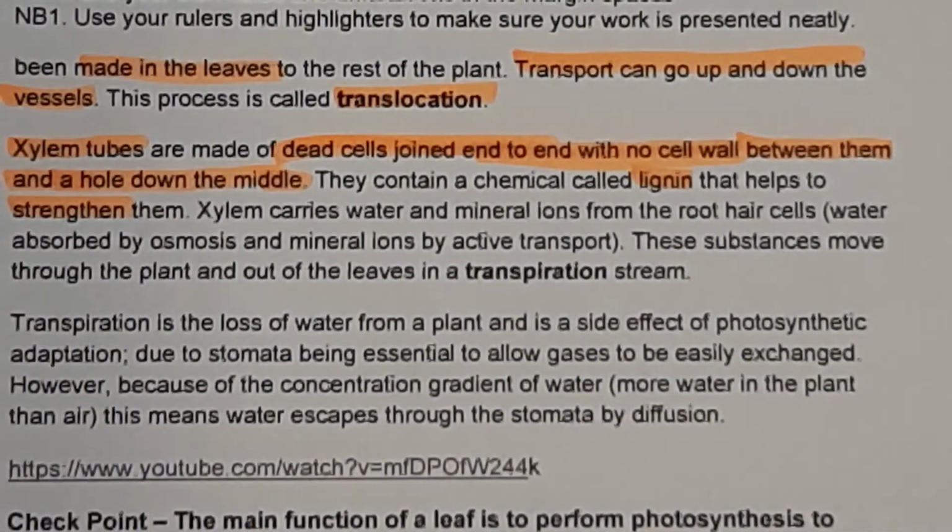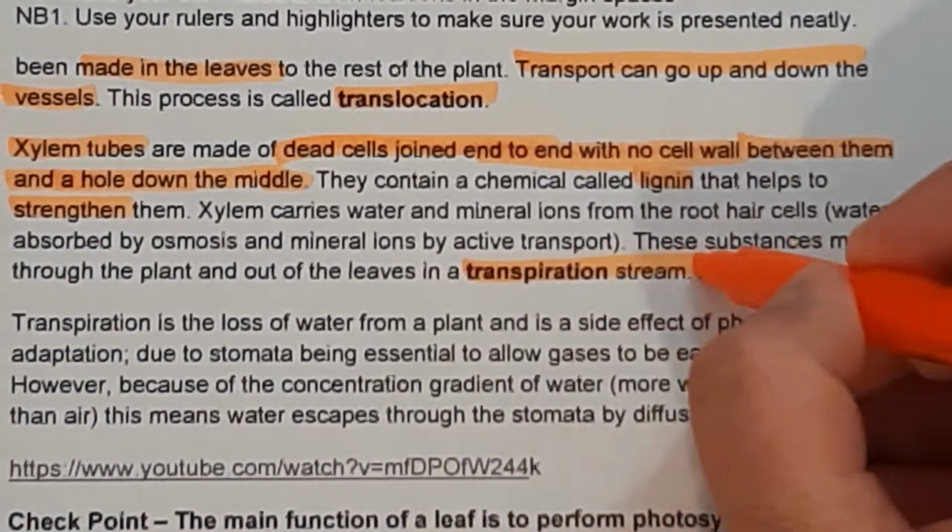Xylem carries water and mineral ions from the root hair cells. The water is absorbed by osmosis, and the mineral ions are absorbed by active transport. These substances move through the plant and out of the leaves in a transpiration stream.